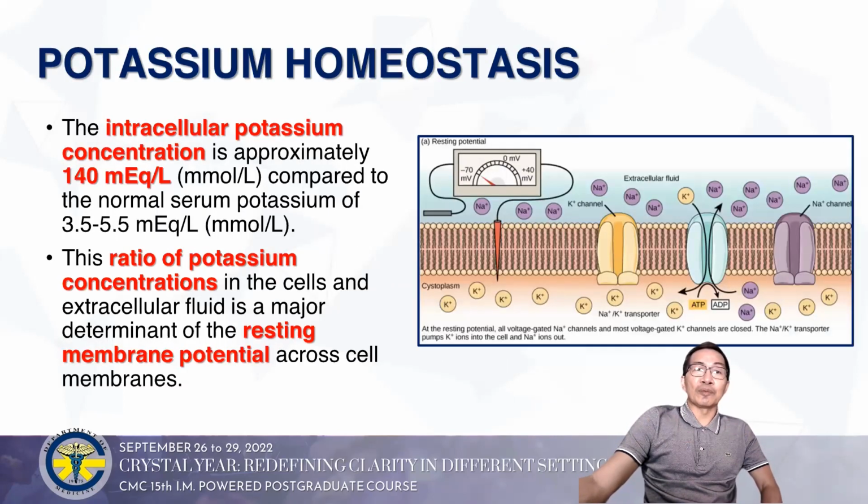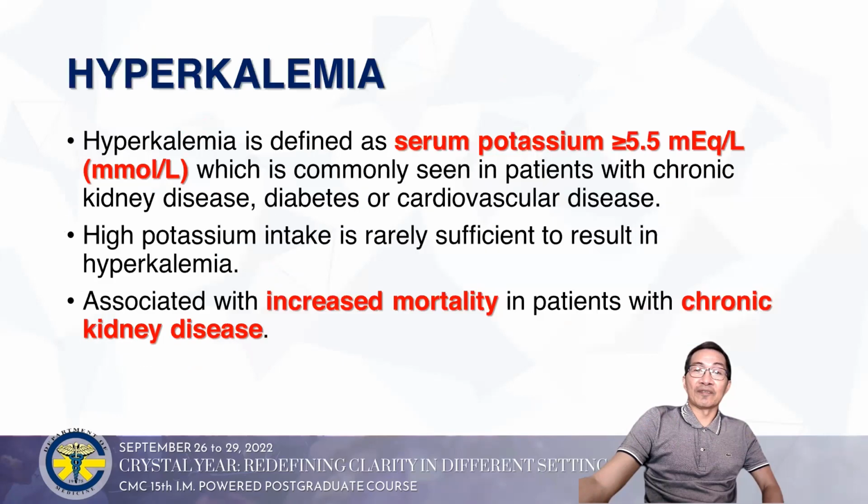As a matter of fact, if you talk about potassium, the intracellular potassium concentration is approximately 140 milliequivalents per liter compared to what we actually are able to measure, and that is the normal serum potassium of 3.5 to 5.5 milliequivalents per liter. Yun lang na measure natin because majority are intracellular. The ratio of potassium concentrations in the cells and the extracellular fluid is important because it is a major determinant of the resting membrane potential across cell membranes. And hence, kaya ang tinatamaan are usually the organs affected by these gradients.